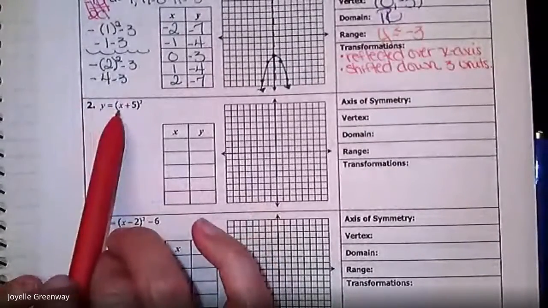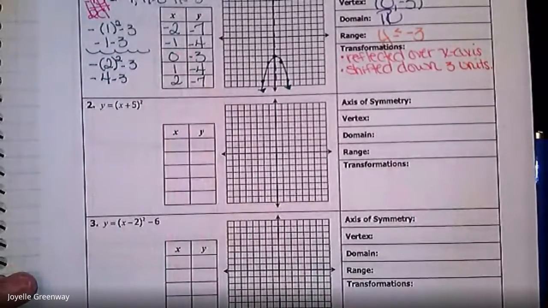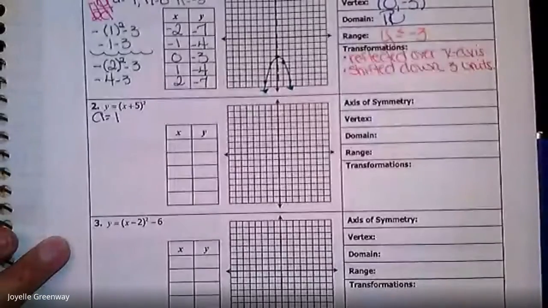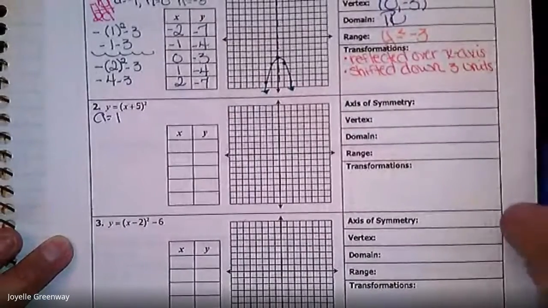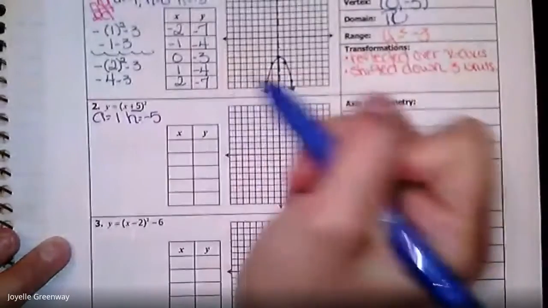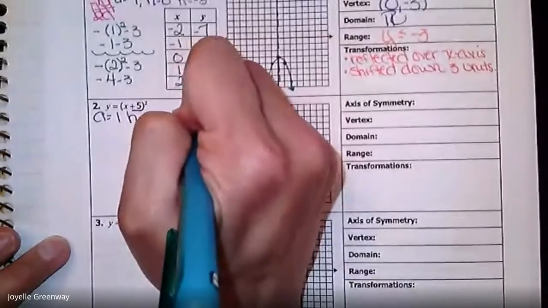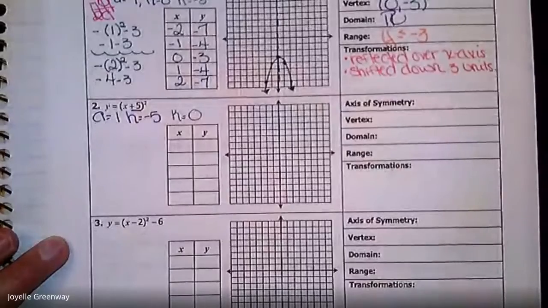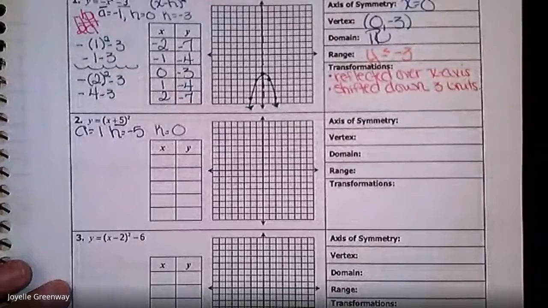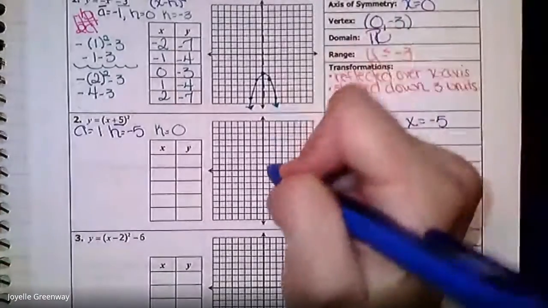So here we have y equals the quantity of x plus 5 squared. So my a value is 1. My h value is -5 because it says plus 5. And my k value is 0. So my axis of symmetry is x is equal to -5. So let's put that in.